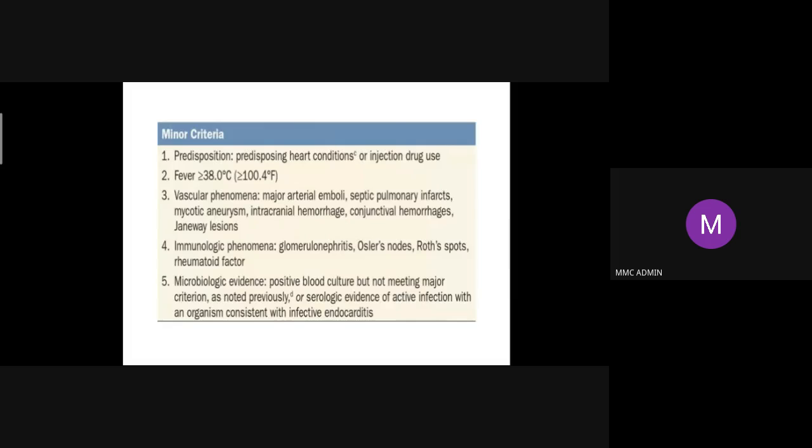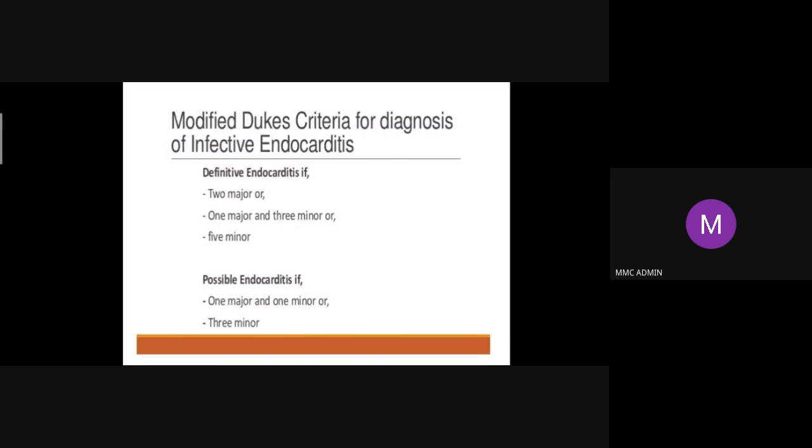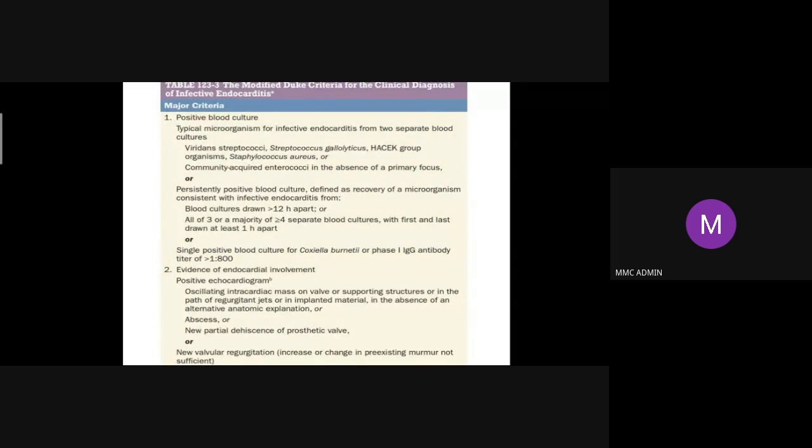Okay. To say it is definitive endocarditis, I'm again revising this: two major should be positive, or one major and three minor, or five minor should be there. If only one major and one minor, or three minor are there, we'll take it as possible endocarditis. Okay, we'll do the modified Duke criteria. Almost every exam will have questions on this, so I kindly request you to revise these slides later.